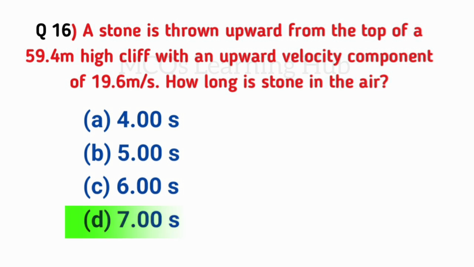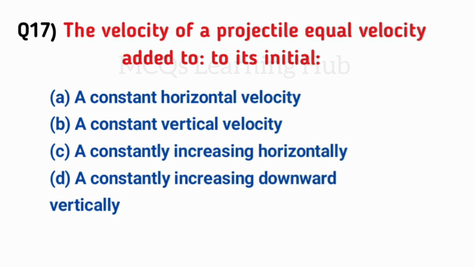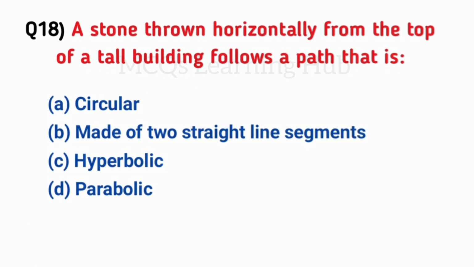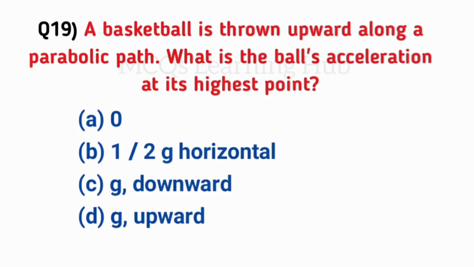Option D is correct. The velocity of a projectile equal velocity added to its initial. Option D is correct. A stone thrown horizontally from the top of a tall building follows a path that is. Option D is correct. A basketball is thrown upward along a parabolic path. What is the ball's acceleration at its highest point?